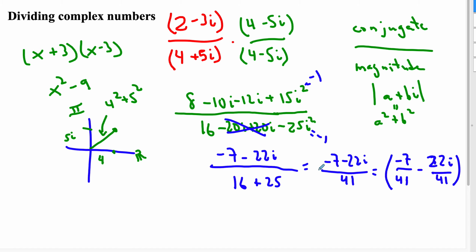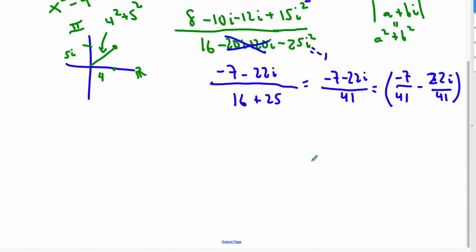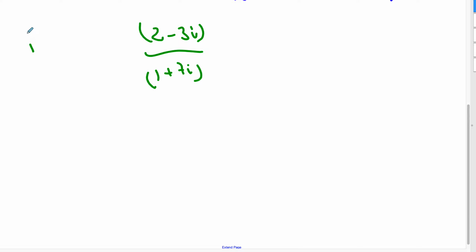So let me do another example, okay? So we'll do another more complicated example than a simpler one. So let's say we have 2 minus 3i being divided by 1 plus 7i. Now I know that 1 squared plus 7 squared is 49 plus 1, or 50, right? So I know that when I multiply by the conjugate, I'm going to get something over 50, okay?